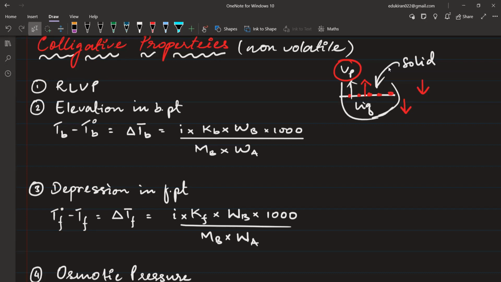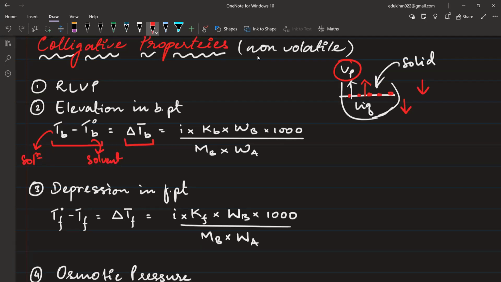No, when we have elevation in boiling point, it is given by delta TB. And what is the definition of delta TB? This is not the formula for delta TB. This is just the definition of delta TB. TB means the boiling point of the solution. T naught B means the boiling point of the pure solvent.